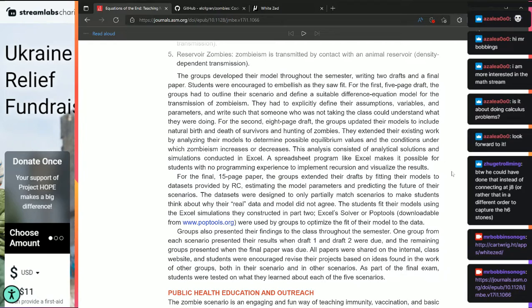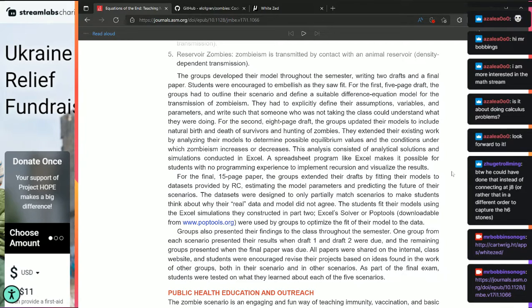For the second 8-page draft, the group updated their model to include natural birth and death of survivors and hunting of zombies. They extended their existing work by analyzing their models to determine possible equilibrium values and the conditions under which zombieism increases or decreases. This analysis consisted of analytical solutions and simulations conducted in Excel. A spreadsheet program like Excel makes it possible for students with no programming experience to implement recursion and visualize the results.